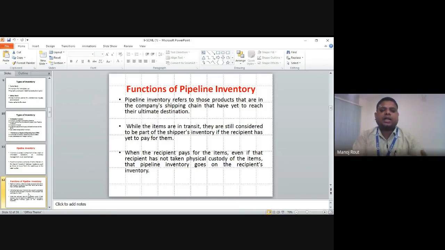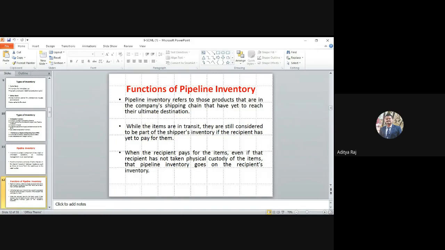While these items are in transit, they are still considered part of the shipper's inventory if the recipient has not yet paid for them. Due to the transit mode, these are considered the shipper's inventories in the form of pipeline inventories. When the recipient pays for them, even if the recipient has not taken physical custody of the items, they go directly to the recipient's inventories.